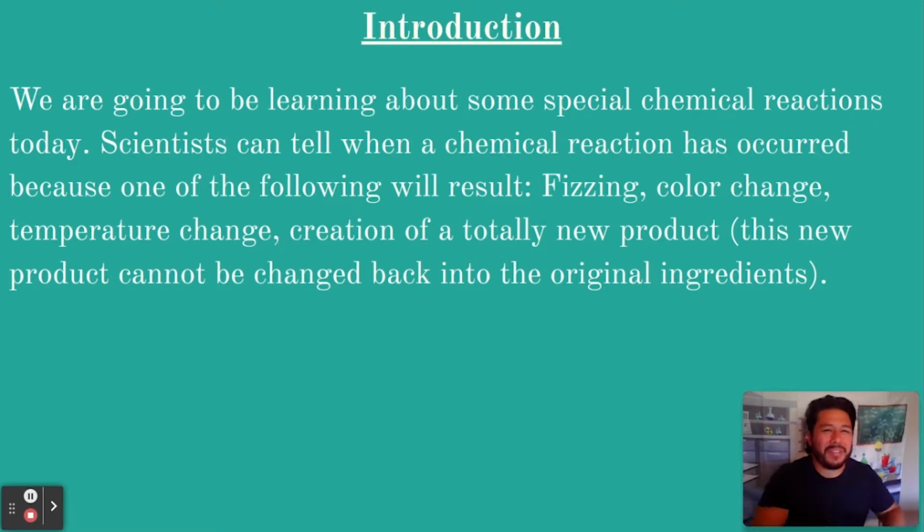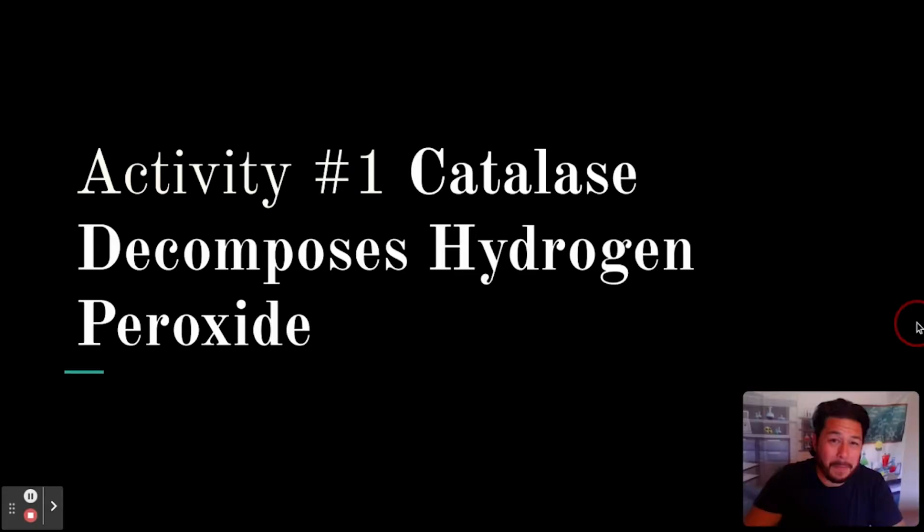So our introduction for this is we're going to be learning about some special chemical reactions today. Scientists can tell when a chemical reaction has occurred because one of the following will result. There's going to be fizzing. There could be a color change. There could be a temperature change. There's a creation of a totally new product. Now this product that is made cannot be changed back into the original ingredients. So keep that in mind.